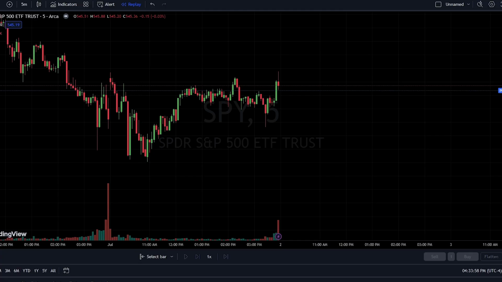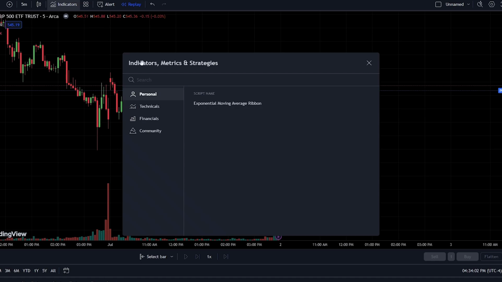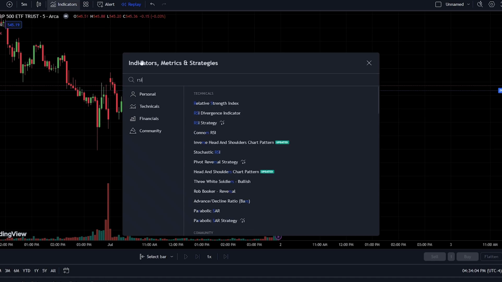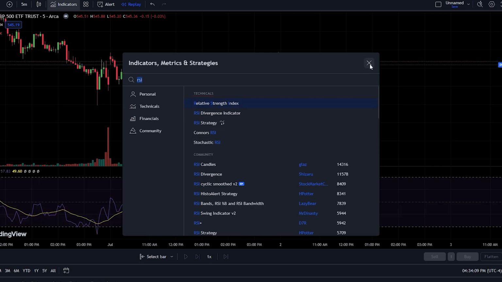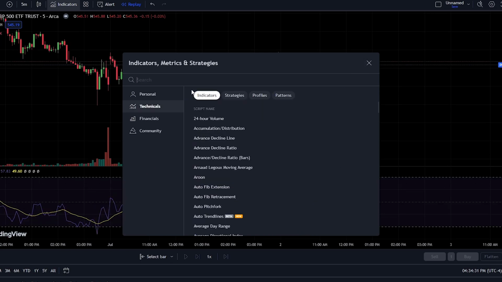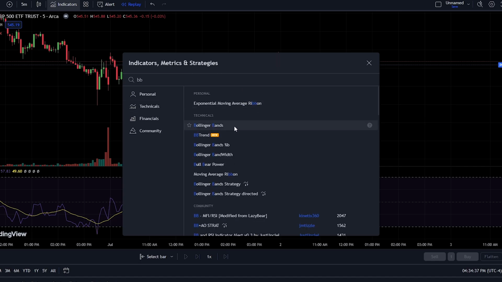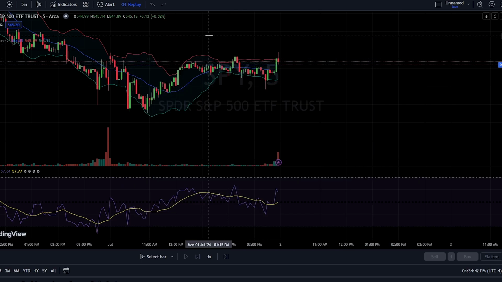Now, first up, what we're going to want to do is head over to the TradingView charts and head over to indicators and then type in RSI. Now, once you see relative strength index, you're just going to click on it and it should add itself to the chart. Now, for the second indicator, we're going to be using Bollinger Bands. Now, what you guys are going to want to search up is BB. And you should see Bollinger Bands at the top. Now you just want to click on that and it should add itself to the chart.